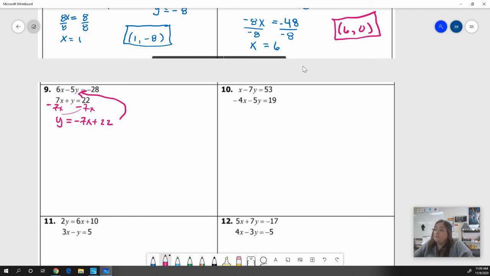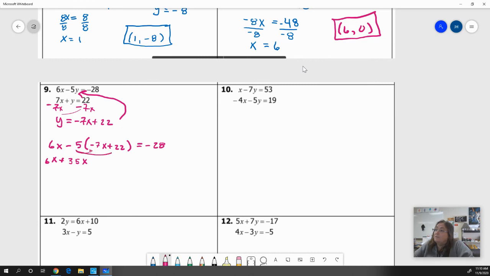So I know that I can just plug it in for y into this equation and get an x value, right? Let's rewrite the equation. If I have 6x minus 5y, where I have that y, I'm just going to plug this in. So y would be minus 7x plus 22, equals negative 28. And we're just going to solve this problem. So we've got 6x. I have negative 5 times negative 7x. Well, that's plus 35x. All I did was distribute there.